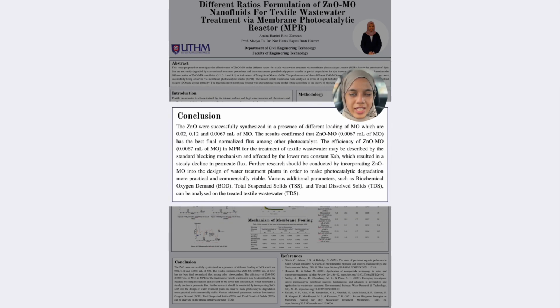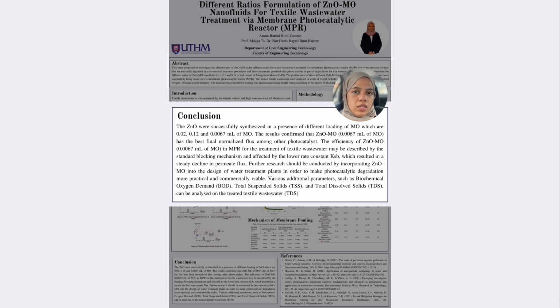For the conclusion, the zinc oxide was successfully synthesized in the presence of different loadings of MO, which are 0.02, 0.12 and 0.0067 ml of MO. The results confirmed that ZnO-MO with 0.0067 ml of MO has the best final normalized flux among the other photocatalysts. The efficiency of ZnO-MO with 0.0067 ml of MO in MPR for the treatment of textile wastewater may be described by the standard blocking mechanism and affected by the lower rate constant K standard blocking, which resulted in a steady decline in permeate flux.